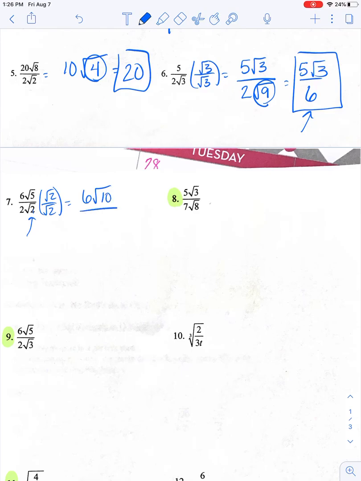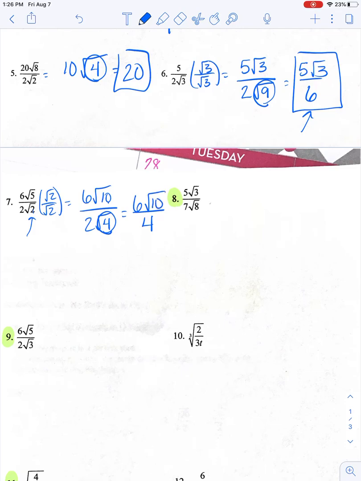So let's see what this gives me. This gives me 6 root 10 on the top and 2 root 4 on the bottom. 4 is a perfect square. Square root of 4 is 2. 2 times 2 is 4. And 10 has no squares in it.